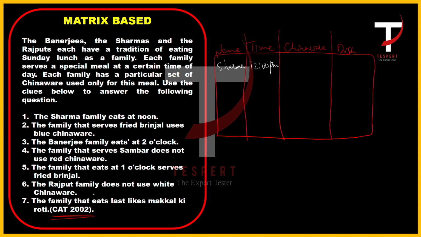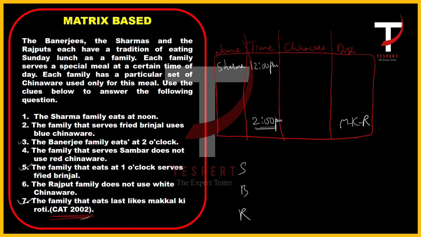Next, consider statement 7. The family that eats last likes makkhal ki roti. Okay, so there are three families: Sharma's family, Banerjee's family and Rajput's family. So the family which eats last, which eats at 2 o'clock, likes which dish? Makkhal ki roti.